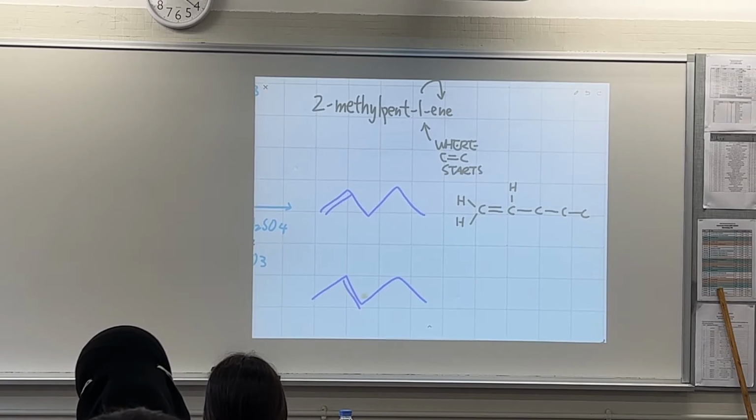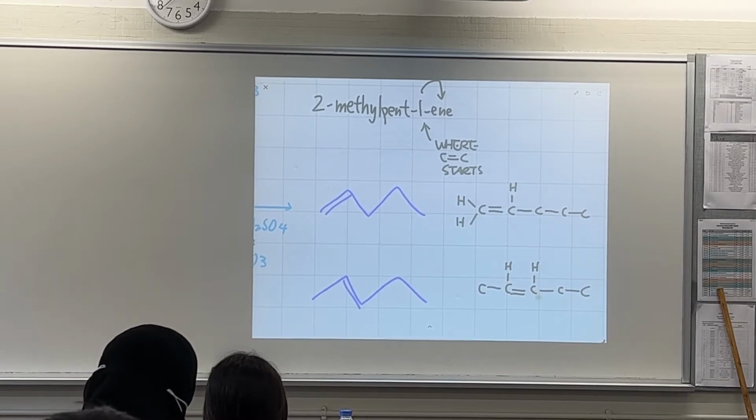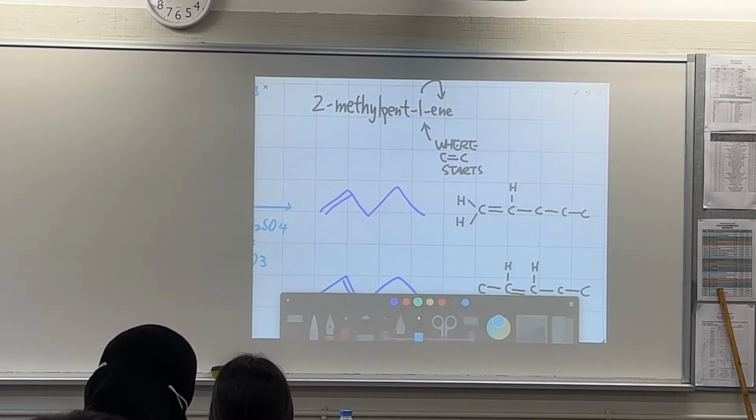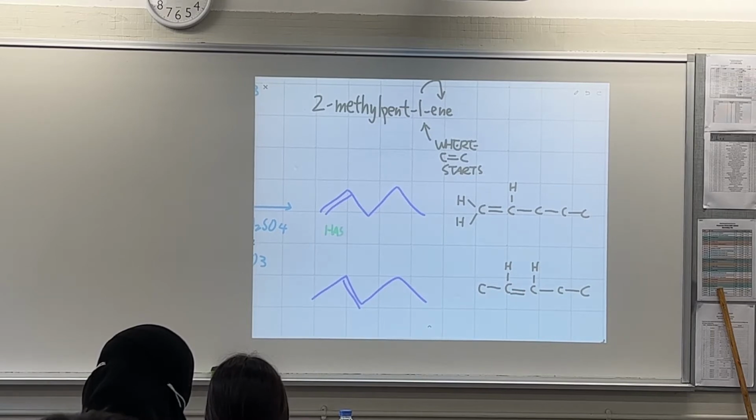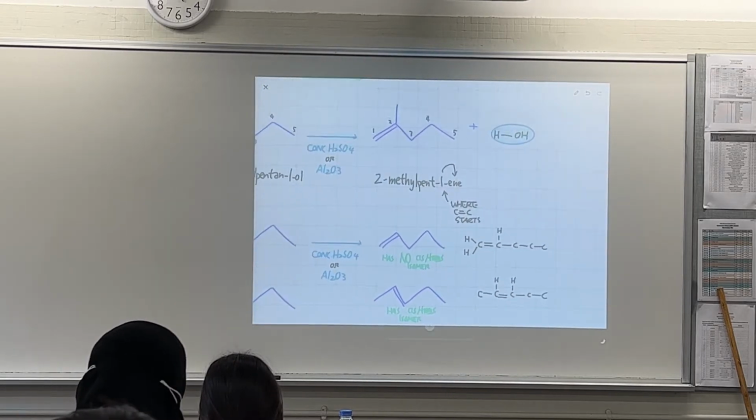But what about this one? Does it qualify? Well, it does. You have C, C, C, C, C. Now we have the double bond between the second and the third carbon, and both of these carbons in the double bond have two different groups attached. Do you see this? So this is why the bottom one can have cis-trans isomers. So this one has no cis-trans isomer, and the following has cis-trans isomers, which is why there are three products in here.